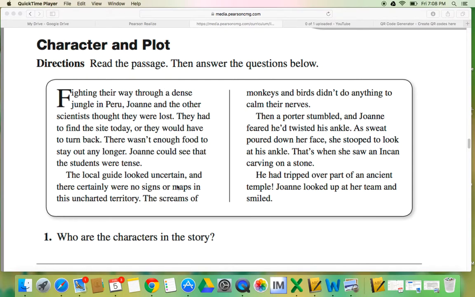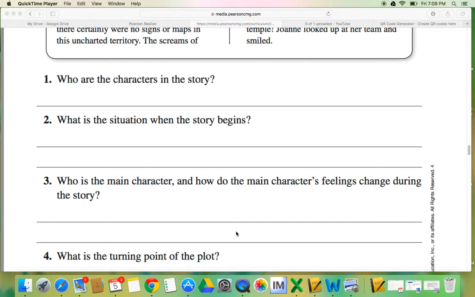So you're going to read this story about Joanne and her group that are going into Peru to try to find ancient ruins. And you're going to say who are the characters in the story. Could be people or animals. There can be more than one answer here. What is the situation when the story begins? What is the problem? What are they trying to do?